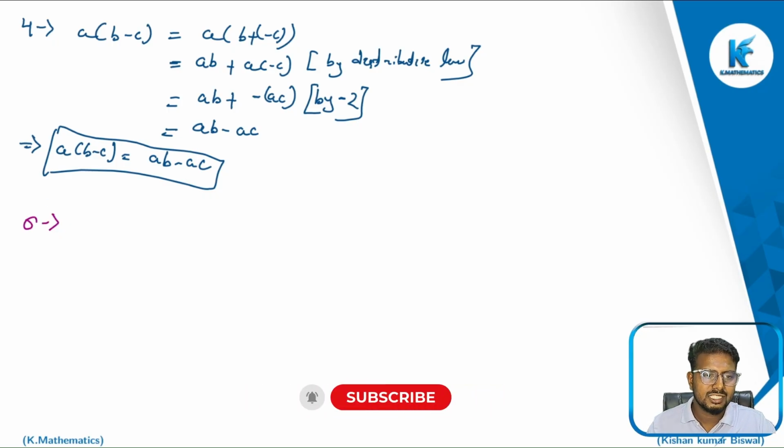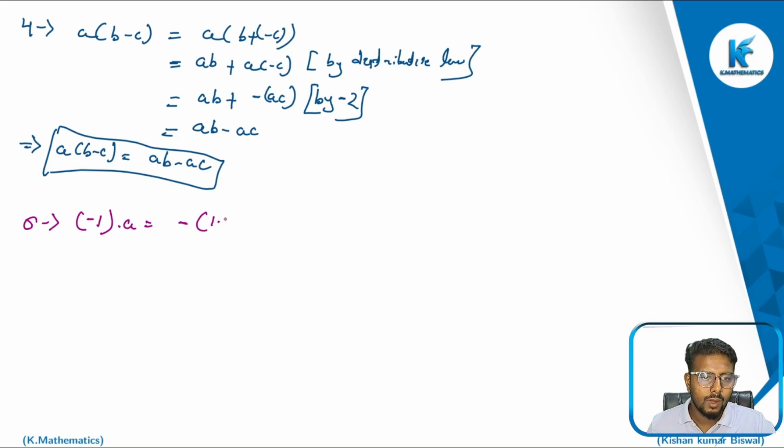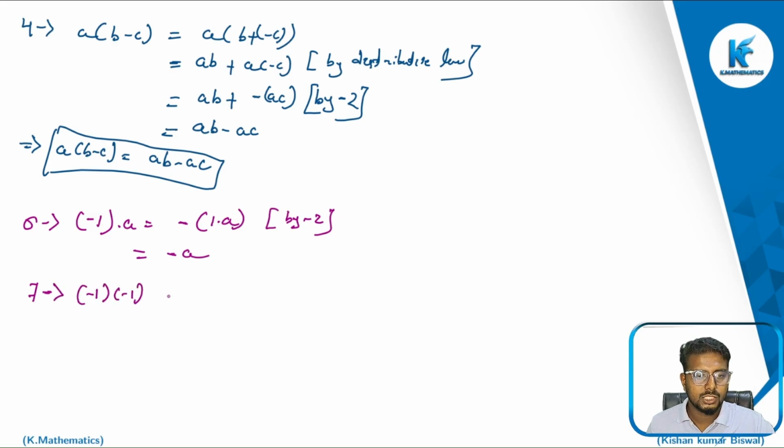And to prove the sixth property of this theorem, so here minus 1 into A equal to, we can write it as minus whole into 1 into A by property 2. And here 1 is the multiplicative identity, so this is equal to minus A. Similarly, to prove the seventh property, minus 1 into minus 1, by property 3 of this theorem, this is equal to 1 into 1. So this is equal to 1.